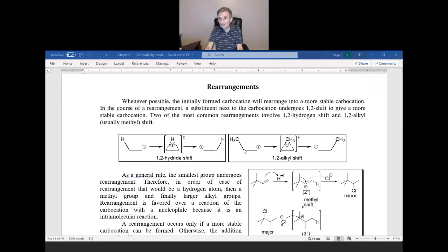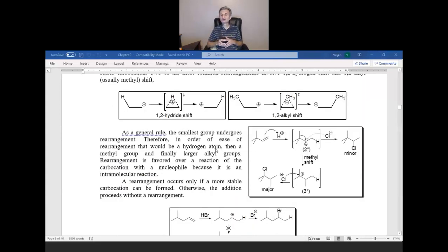And carbon can do the same thing. Typically, it's methyl group that shifts. As a general rule, it's the smallest group that shifts. So when you have possibilities for different rearrangements, it's the smallest group that shifts. Hydrogen preferentially to methyl, methyl preferentially to ethyl, ethyl preferentially to propyl, and so on. So here is how it works.